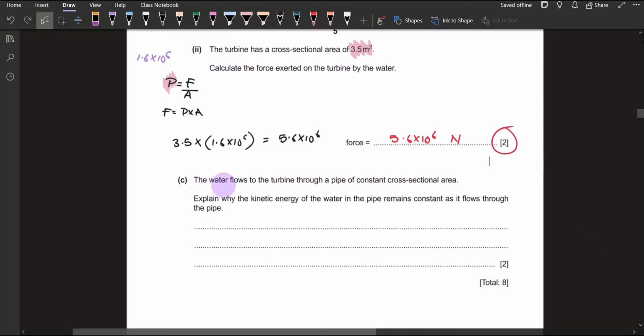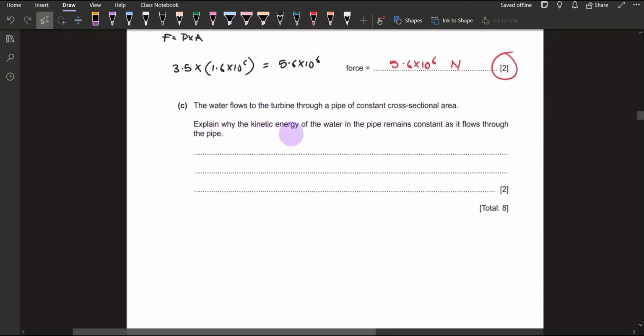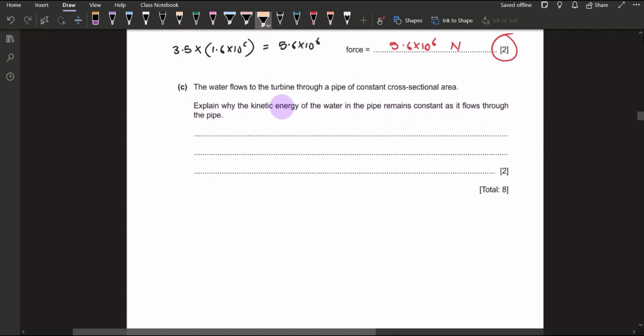Part C says the water flows through the turbine through a pipe of constant cross-sectional area. Explain why the kinetic energy of the water in the pipe remains constant as it flows through the pipe. So here we can see a big phrase, which is constant cross-sectional area. Now what does this mean? This essentially means that the pipe is straight, like this, and both ends have probably the same height. We would consider the same thing for the whole pipe. It would have the same height. And if it was not a constant cross-sectional area, the pipe would have been like this. The height here will be different, and the height here will be different.